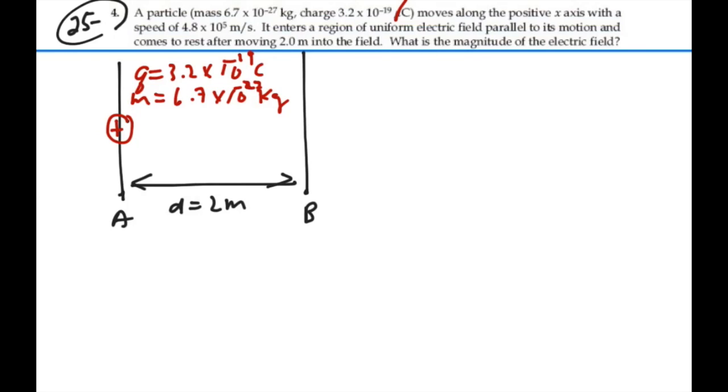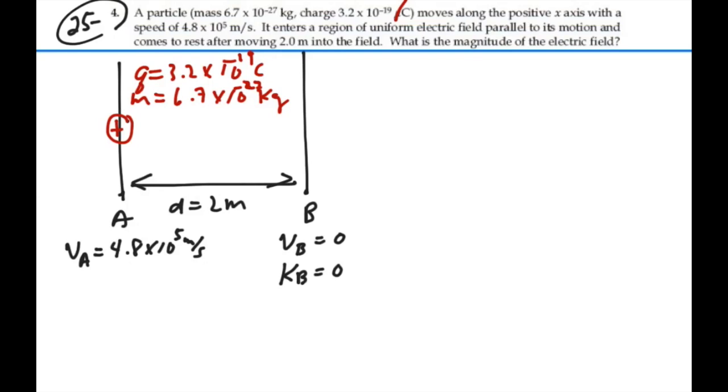We know that it has a speed of 4.8 times 10 to the 5 meters per second when it's at point A. So the velocity at A is 4.8 times 10 to the 5 meters per second. And it comes to rest, so the velocity at B is going to be 0, which means that the kinetic energy at B will also be 0.